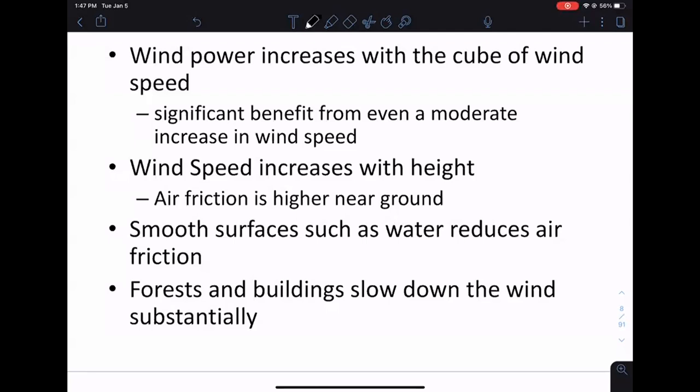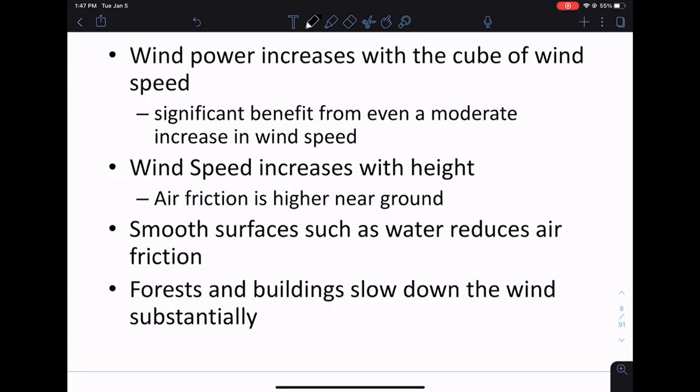Although there are startups looking at this, with buildings the average speed is lower, but sometimes wind funnels through some buildings and creates high speed. So there are startups looking at capturing energy in this way for very specific locations. But anyway, speed is the number one factor for how much power you produce, because of the cubic relationship.